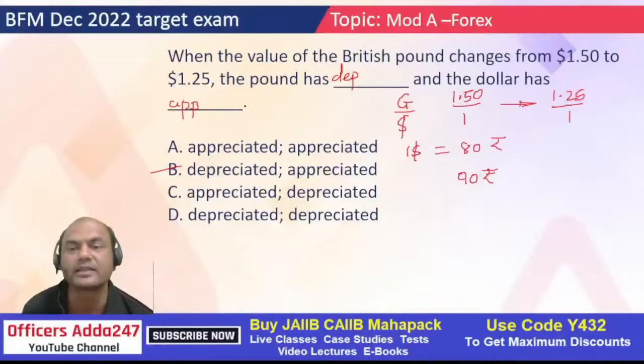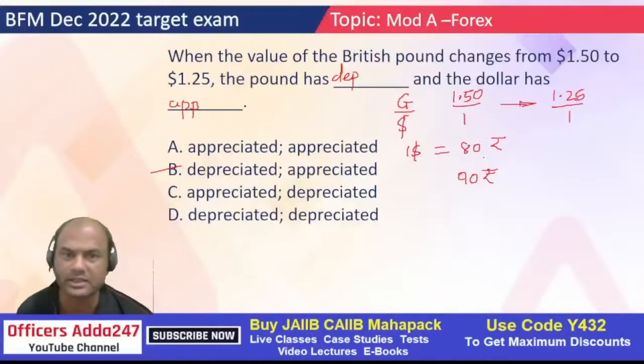It's like this sabji. 1 kg of potatoes earlier cost 80 rupees. Now 1 kg of potatoes is costing me 90 rupees. So the currency has depreciated. Got it, everyone? Simple one.